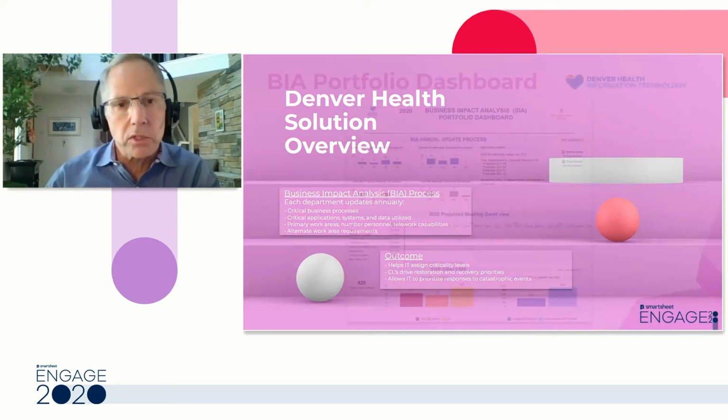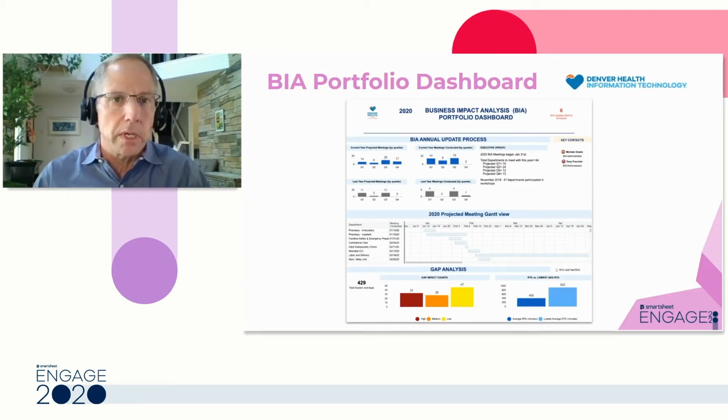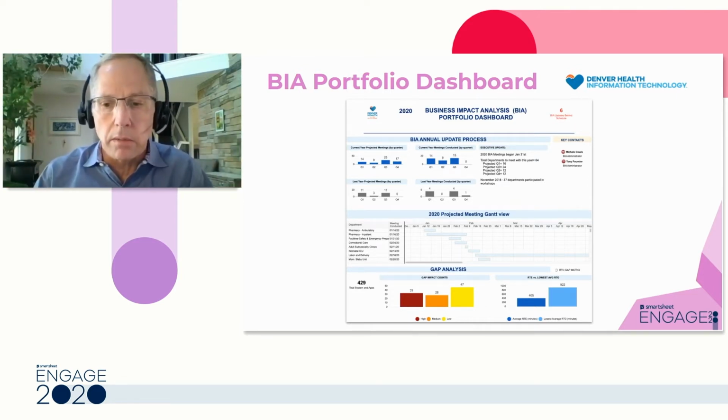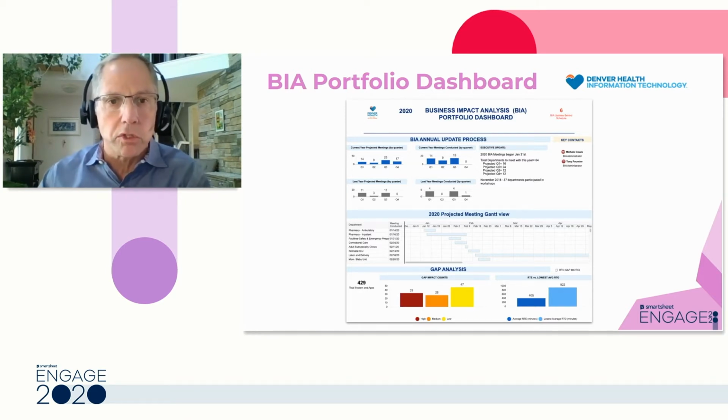So Ben, if you go to the next slide, the primary executive roll-up that I deliver, and it's always posted on one of our big TV monitors, is the business impact analysis dashboard, our annual process. Again, I'm tasked with meeting with all business departments and their subunits, at least on an annual basis. And this dashboard just shows how we're doing that.